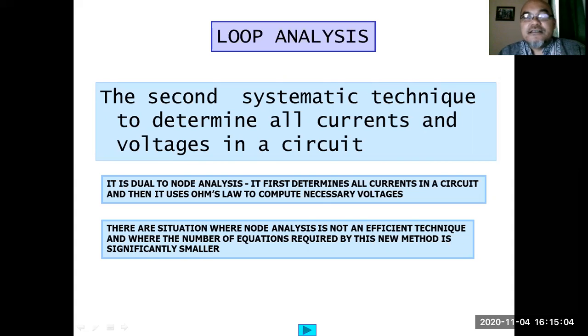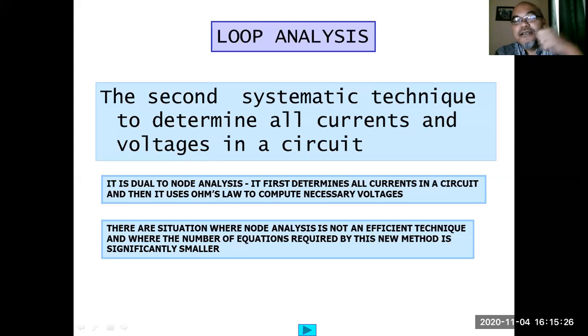So loop analysis is a second systematic technique to determine all currents and voltages in a circuit. It is dual or complementary to node analysis. In loop analysis, it first determines all currents in a circuit, and then it uses Ohm's law to compute the necessary voltages. So this is the opposite of node analysis.